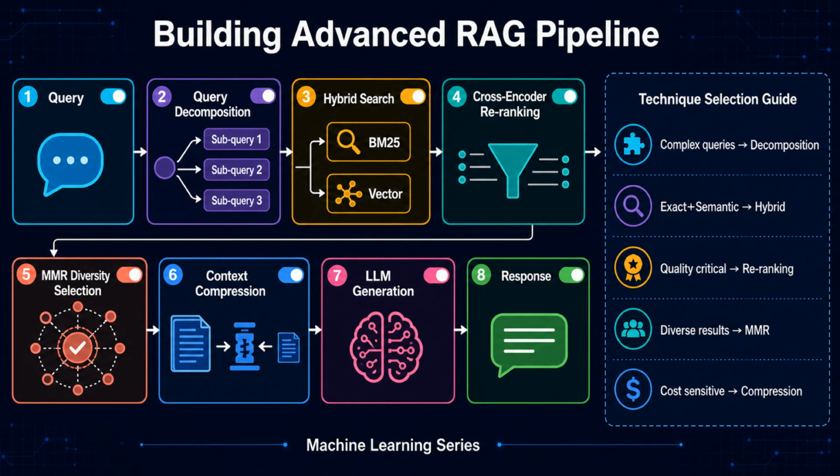For complex queries, use decomposition. For quality-critical applications, add re-ranking. For varied results, enable MMR. And for cost control, apply compression.